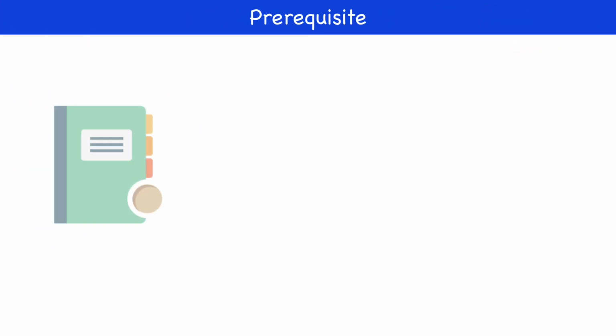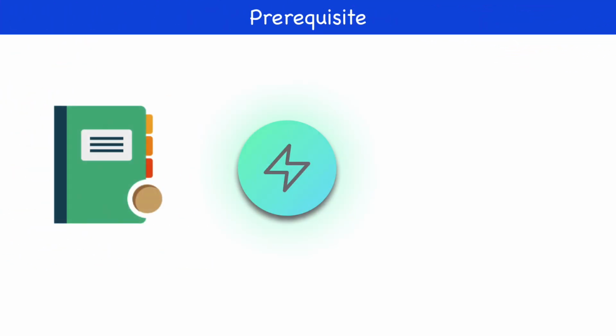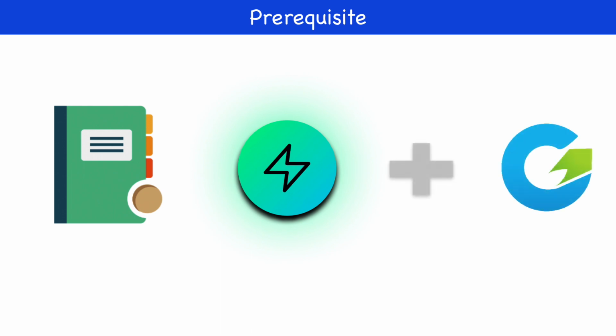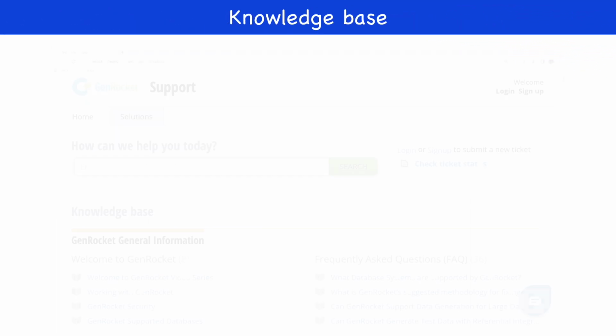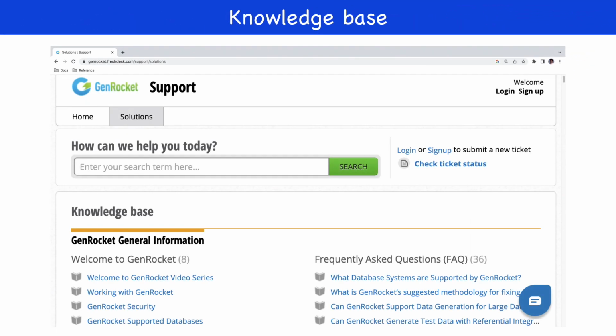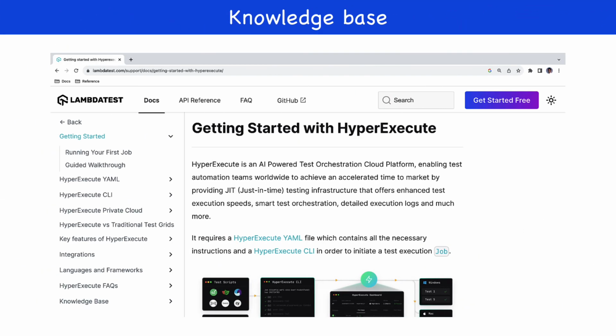The prerequisites required for this integration are the HyperExecute platform setup to orchestrate and run the scripts, and then GenRocket to perform synthetic test data generation. We highly recommend familiarizing yourself with GenRocket and HyperExecute platforms by referring to their respective knowledge base portals.